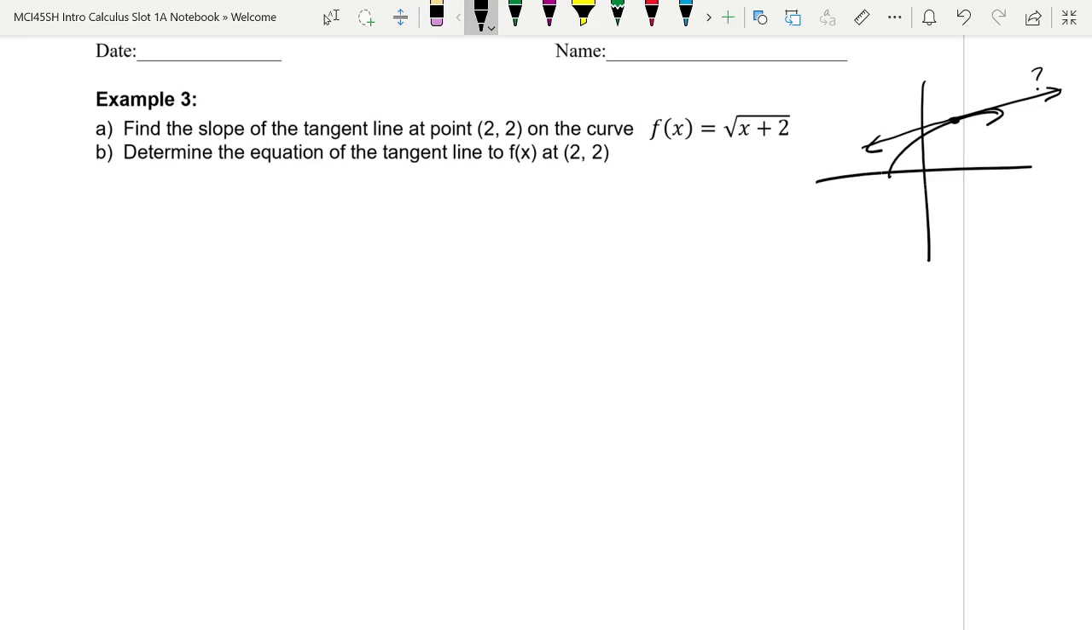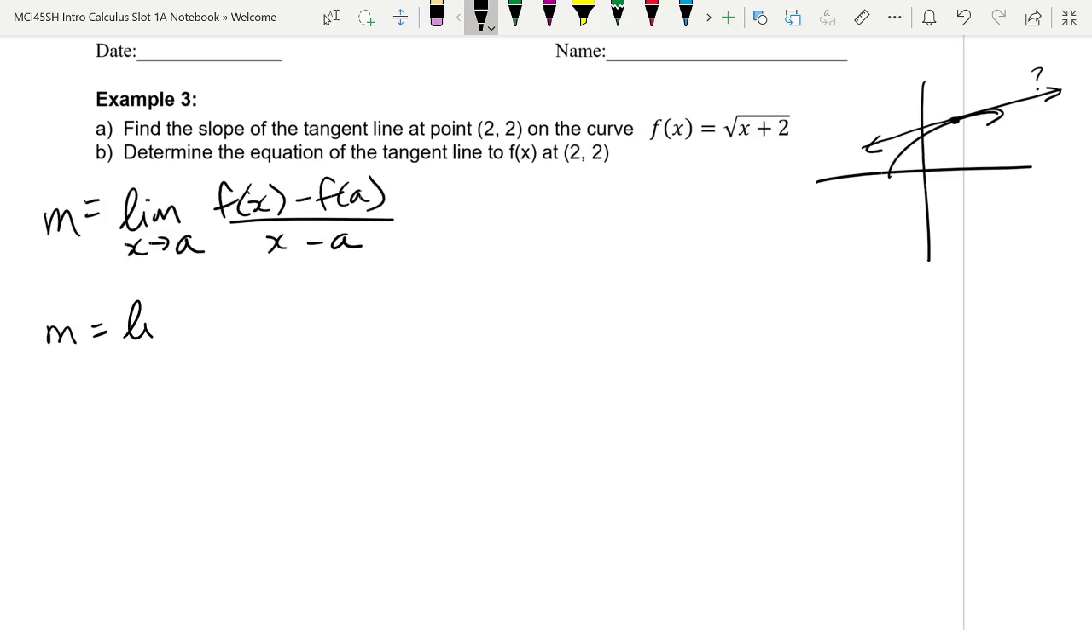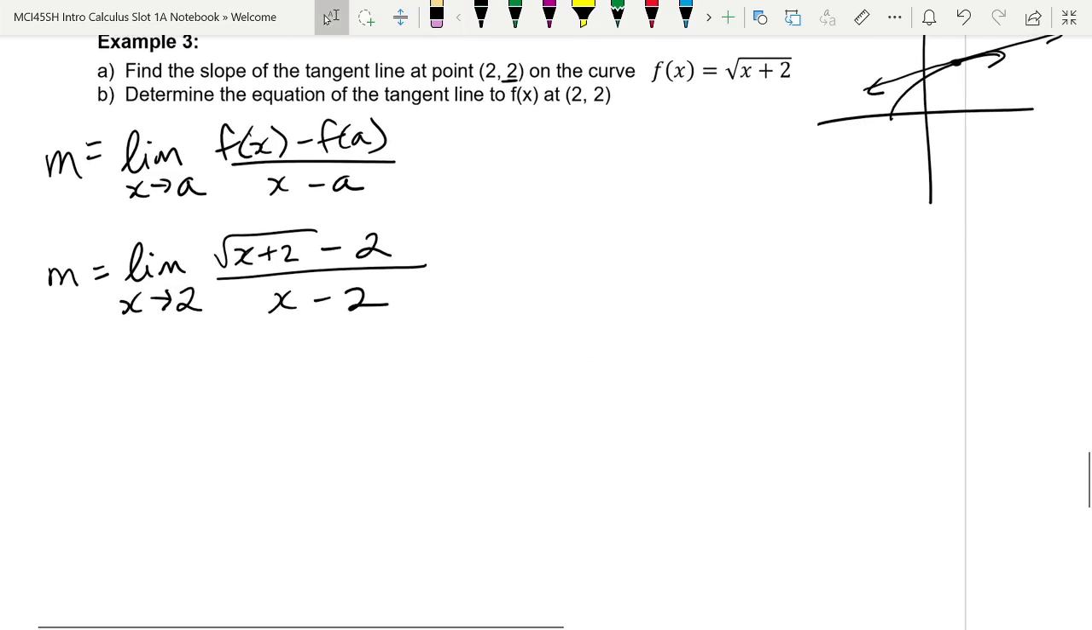First we need to find its slope, and slope is equal to the limit as x approaches a of f of x minus f of a all over x minus a. So that would be the limit as x approaches 2 of f of x, which is the square root of x plus 2, minus f of 2, which is 2, all over x minus 2. And then we check, can I just plug in the limiting value? No, that creates a divide by 0. So what can I do algebraically? I can multiply by my conjugate.